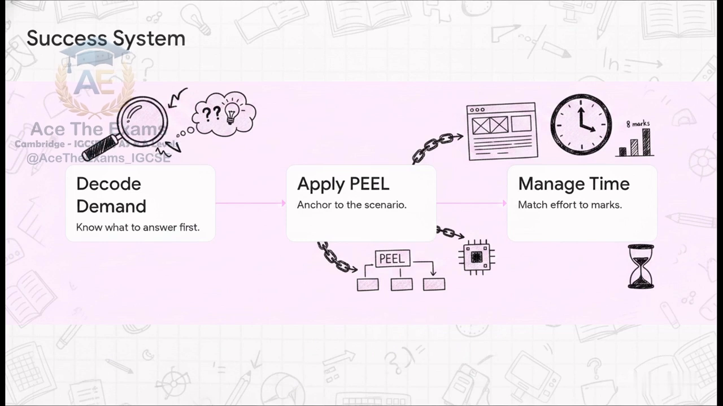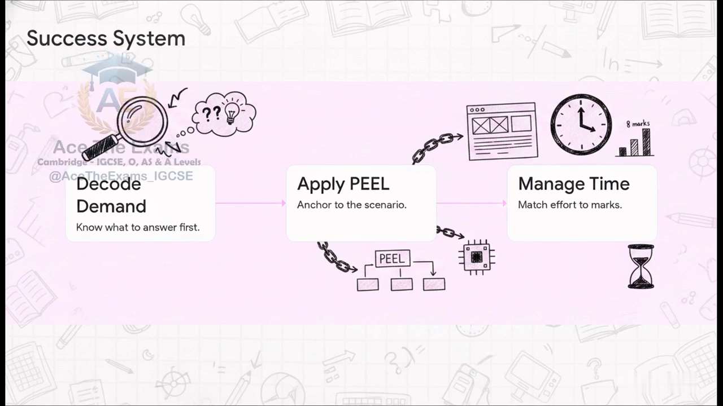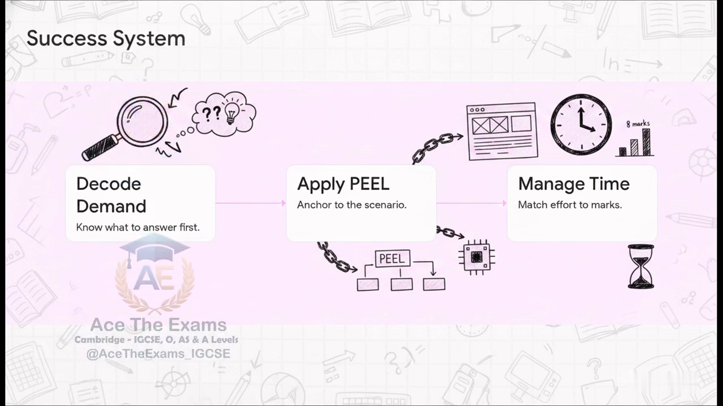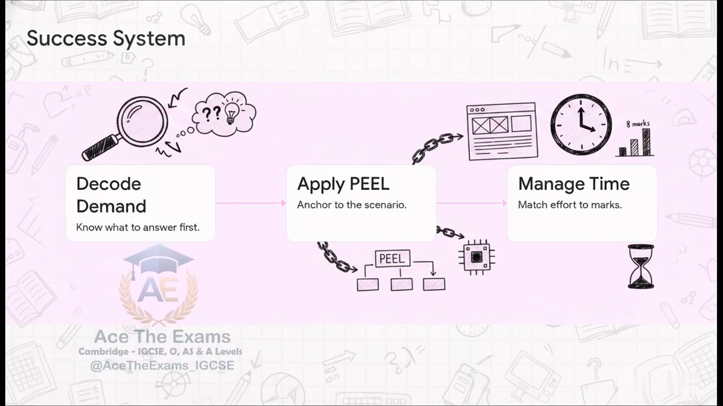Rule number 3, the time management matrix. You have to match your physical writing effort to the actual mark allocation. If it's a simple 1-mark question, give a fast, precise definition and move on. But if it's a massive 8-mark evaluation, you absolutely need a full, robust PEEL structure with deep comparisons and rich context. You must invest your time where the marks are highest.